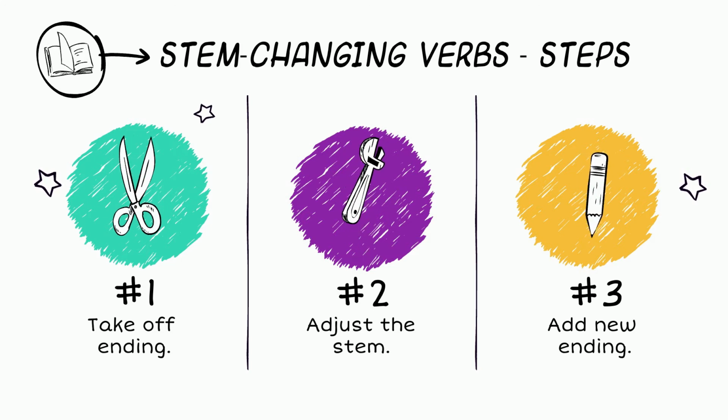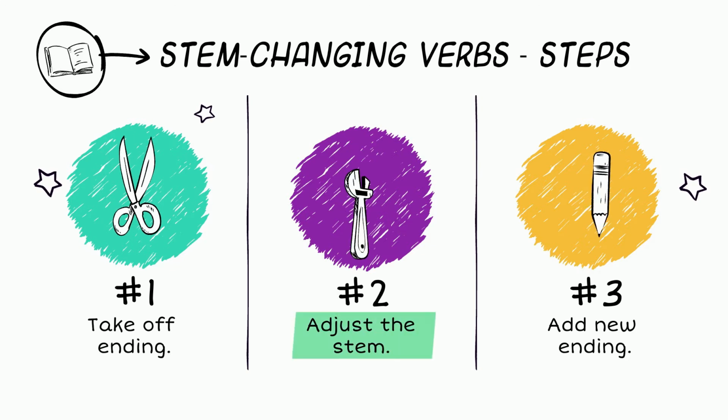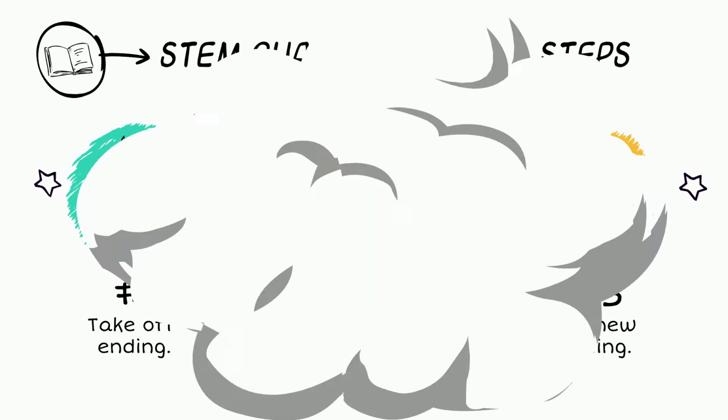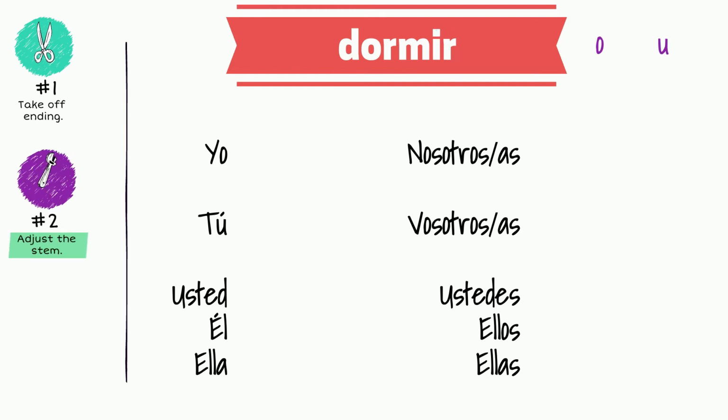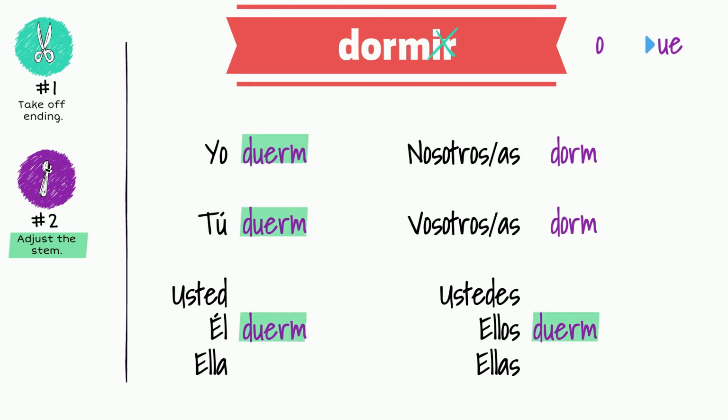Did you notice that these steps are similar to the regular verbs? The only difference is step 2. Instead of keeping the stem the same, we need to make a few adjustments before adding the new endings. Let's use the verb dormir, which means to sleep, as an example. Take off the ending IR, adjust the stem from O to UE in these 4 forms, and add the ending that corresponds to the subject.